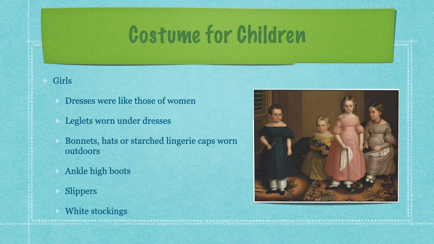So girls wore dresses that were similar to that of women, but they were shorter in length and had a low neckline and short sleeves. White lace trimmed drawers or pantalettes, a sort of half pantalette that tied around the leg, were also worn under dresses. Slippers as well as high ankle boots were worn and white stockings. Bonnets, hats, or starched lingerie caps were worn outdoors.